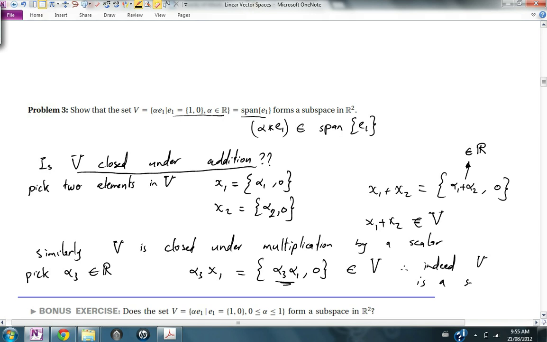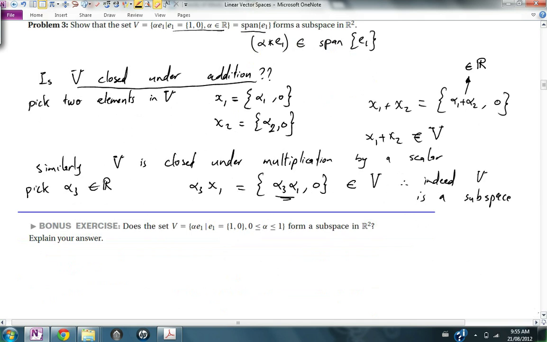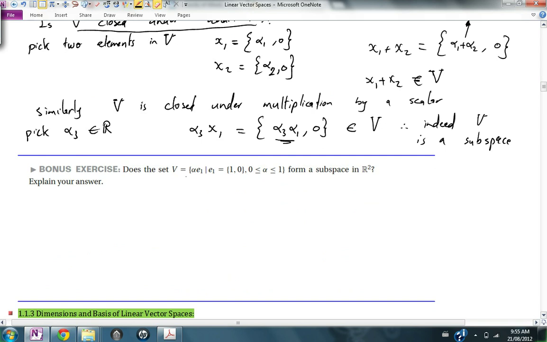Now let's find a counterexample. Is there a set that is not a subspace? Of course, there are many sets that are not subspaces. For example, this set. What is this set? The set V is equal to alpha E1, where E1 is the vector (1, 0), but alpha is only between 0 and 1. So does it form a subspace?